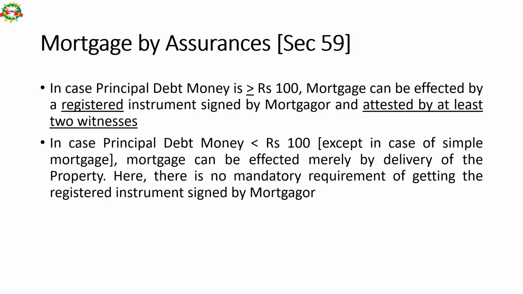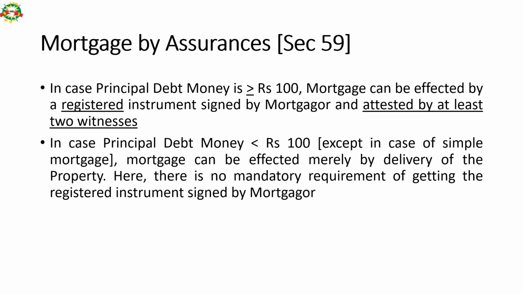Mortgage by assurances, section 59 of the TP Act. In case the principal debt money is more than or equal to 100 rupees, a mortgage can be effected by a registered instrument signed by the mortgagor and attested by at least 2 witnesses. So if the loan amount is 100 rupees or more, then a mortgage can be created with the help of a registered instrument only. And it has to be signed by the mortgagor, the owner. And there must be 2 witnesses for completion of the mortgage.